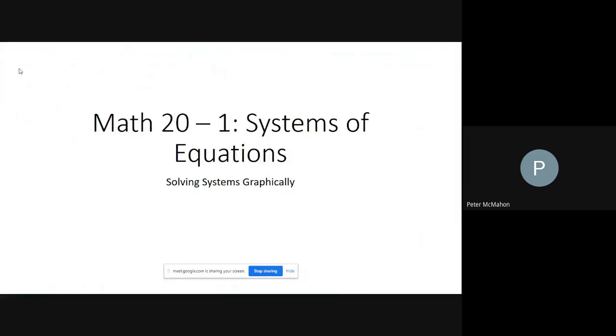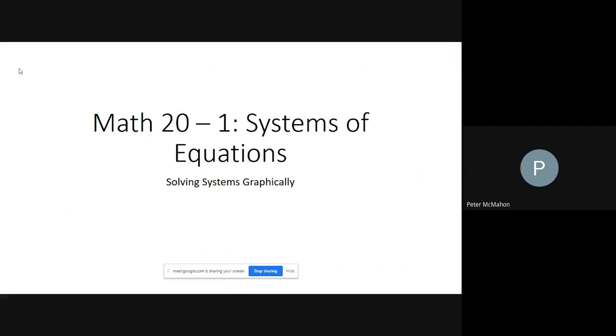So let you know what we're doing right now, guys. We're starting a unit called Systems of Equations. This sounds very familiar. In Math 10C, we had a unit called Systems of Linear Equations. So that was when you had two lines, and can you figure out the intersection point between those two lines? So that's going to be the point that satisfies both of those equations.